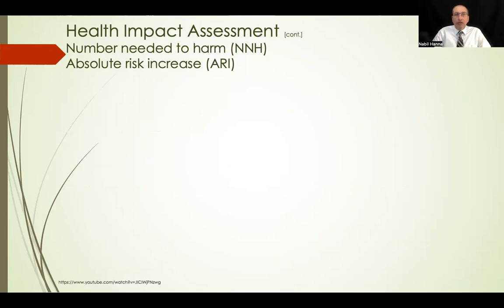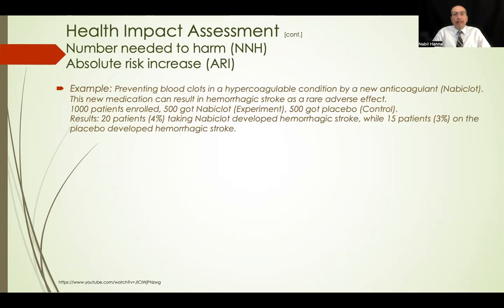But we also need to calculate the number needed to harm. So let's say that again, the 1,000 patients enrolled in this study, 500 got Nabiclot and 500 got placebo. 20 patients taking Nabiclot developed hemorrhagic stroke. 20 patients out of 500 means 4%, whereas 15 patients on placebo developed hemorrhagic stroke. 15 patients is 3% of 500.